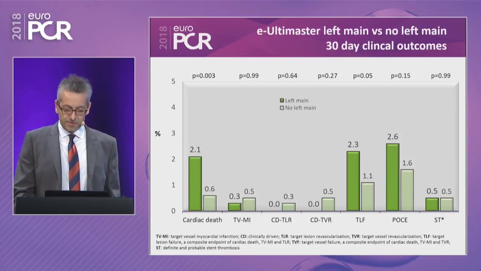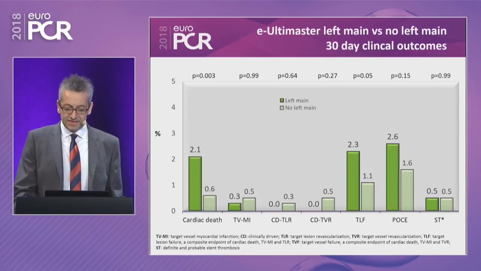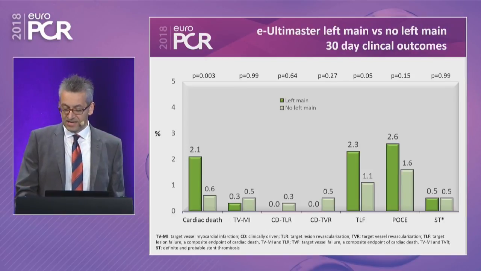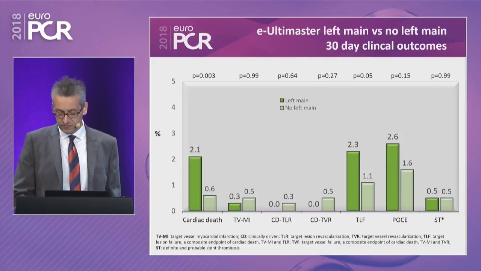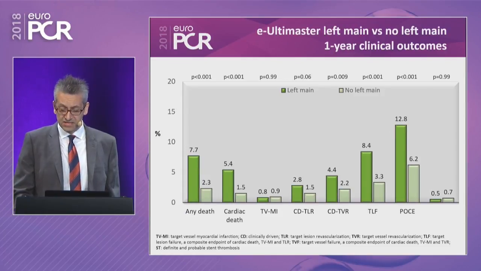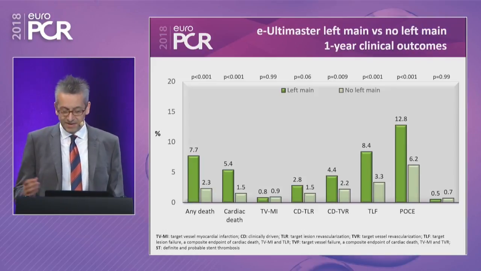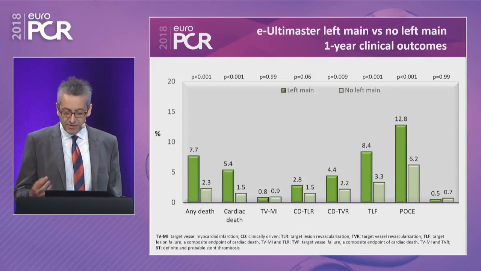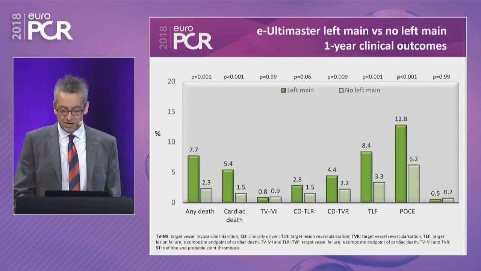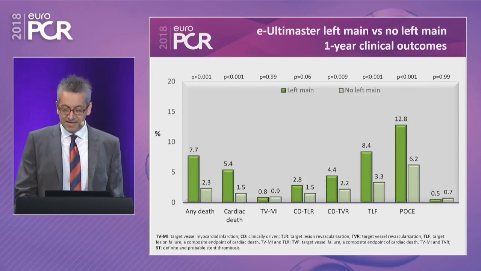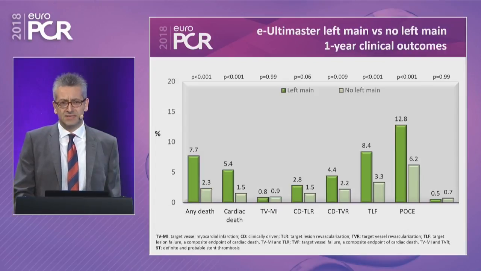So very favorable 30-day data, with 2% rates of cardiac death, target lesion failure, and patient-oriented clinical adverse events, which compares very favorably to non-left main lesions in the Ultimaster registry. This is the 1 year data. And again, despite the very high-risk cohort, where half of these patients are ACS patients, there is a very low risk of events: 5% cardiac death, 8% target lesion failure. So very low risk compared to the complexity of this group.